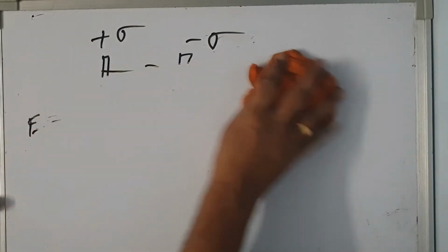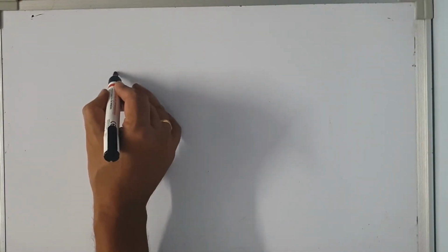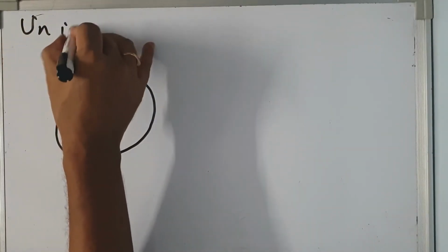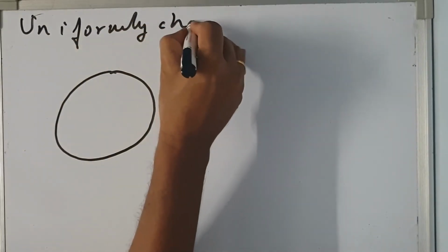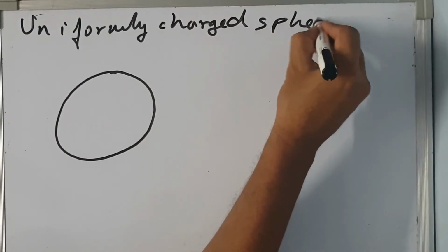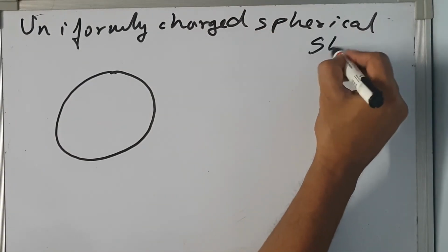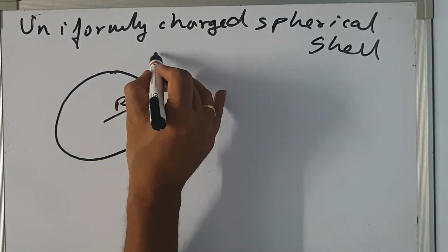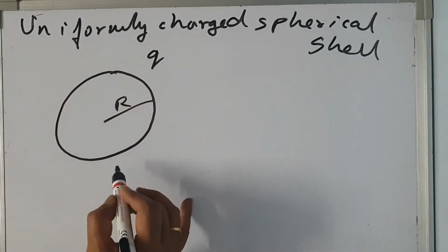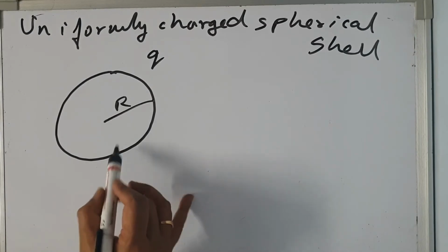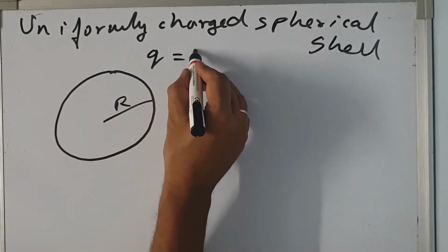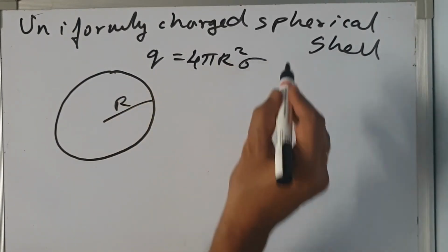Now, the next application of Gauss's law is to find the electric field intensity due to a uniformly charged spherical shell. This is a shell of radius r. It has a charge q which is uniformly distributed over the surface. If the surface charge density of this sphere is sigma, that is, charge per unit area is sigma, then this q will be the surface area of the sphere, 4 pi r squared, into sigma.